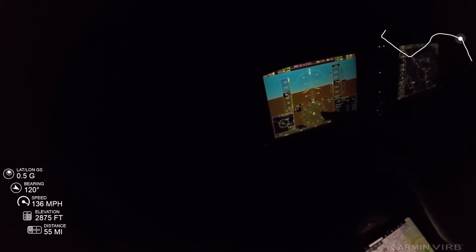Okay, so the course is coming in. Alright. Hopefully it'll capture it. I see the glide slope coming in. Right, so it's capturing it. Glide slope is armed. The APR is captured.